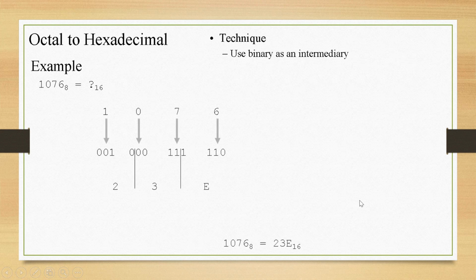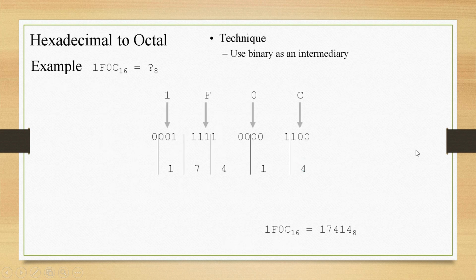For octal to hexadecimal, we use the technique of binary as an intermediary. That means our octal number is converted into binary in 3 bits per digit and grouping them into 4 from right to left. So you see we have 2, 3E as our answer.